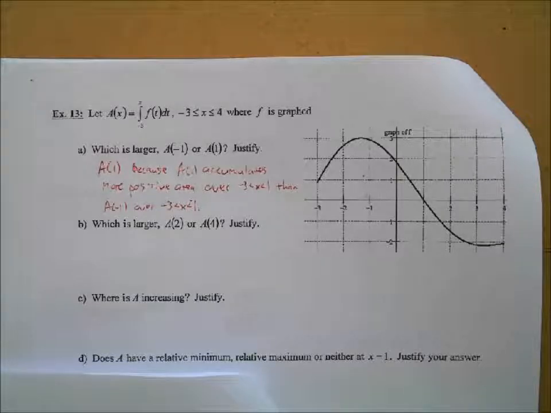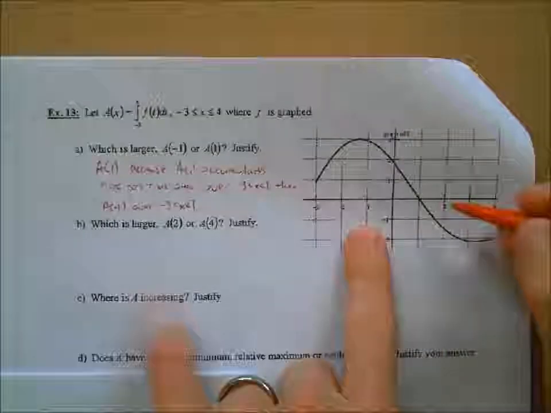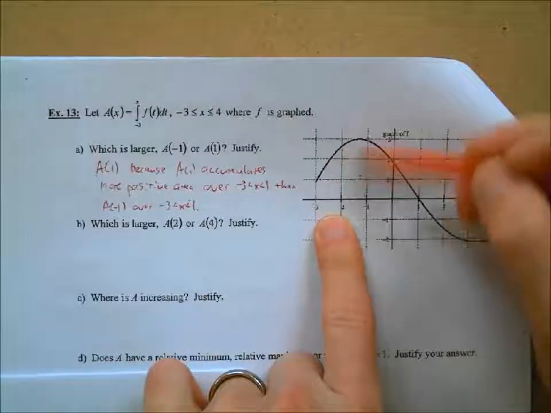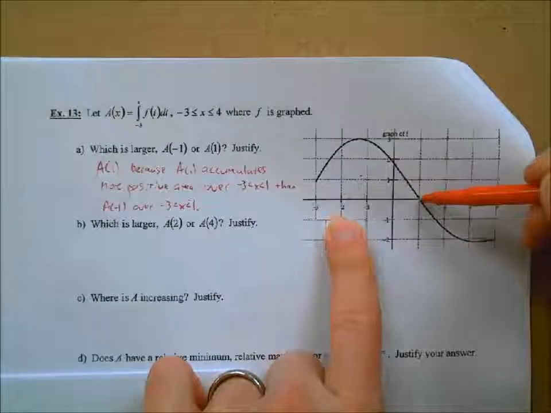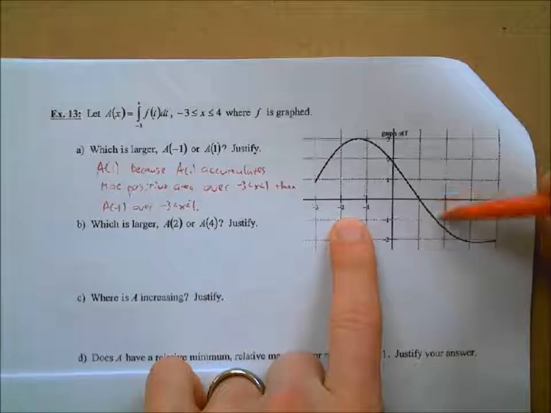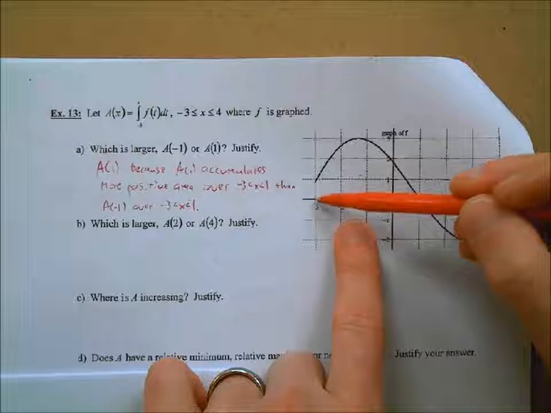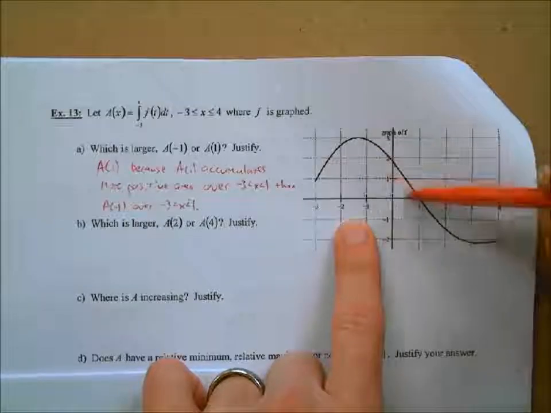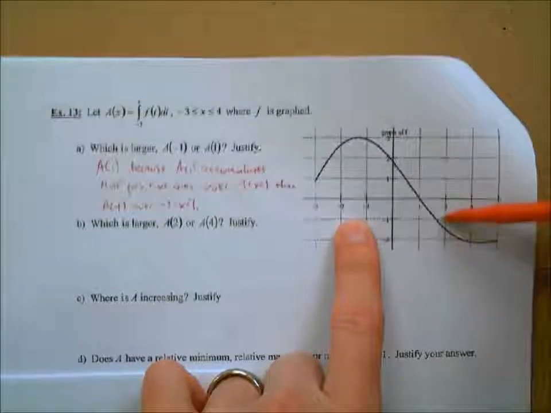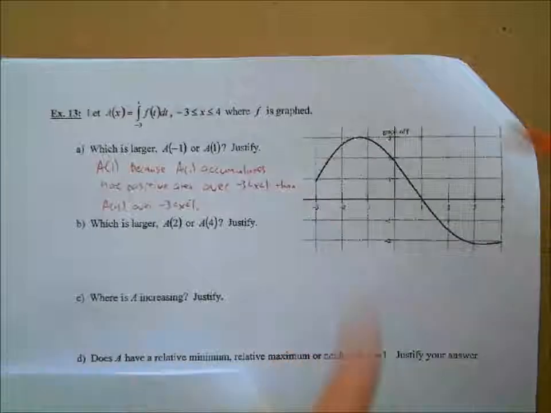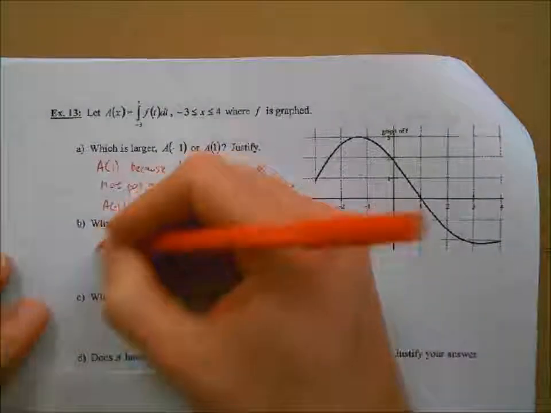Good, A of 2. What's the reasoning there? More negative area under 4. Right, less negative area, right? So A of 2, again, starts at negative 3, accumulates all this positive area up to 1, but then A of 2 has this small negative region that's going to cancel out some of this positive area. However, for A of 4, we're going to include all this positive region again. We're going to include this negative area up to 2, and then include additional negative area up to 4. And so A of 2 is going to be greater.